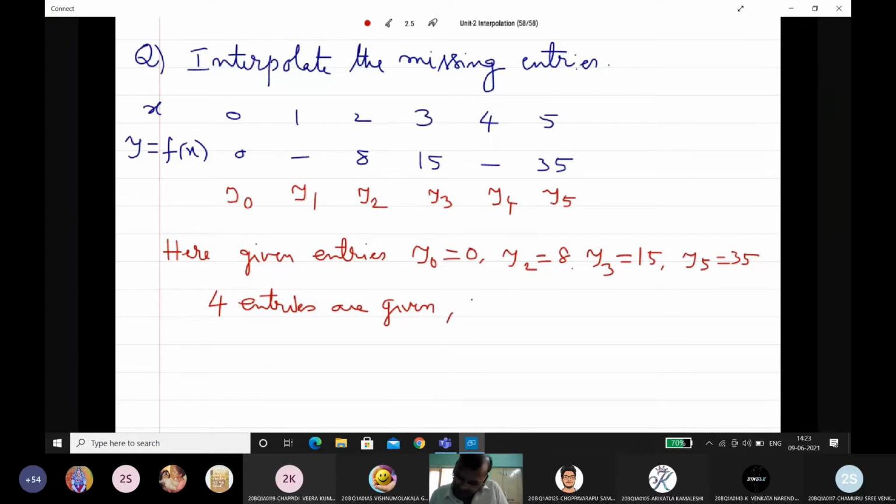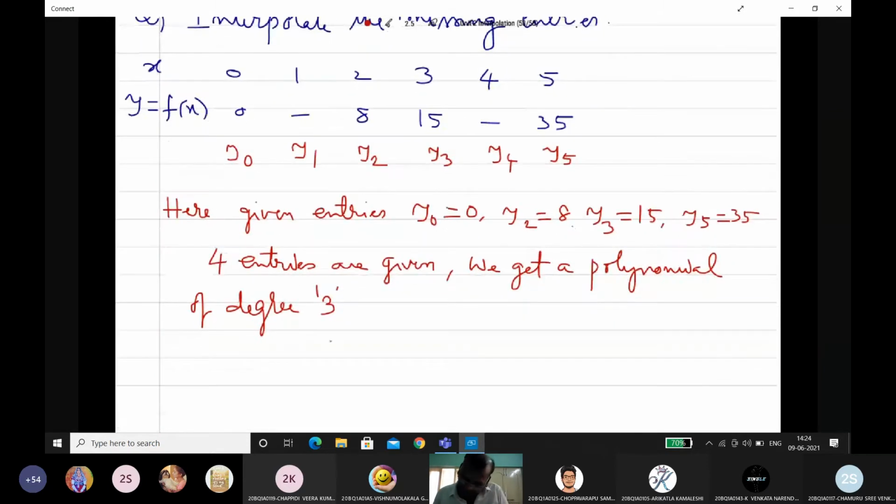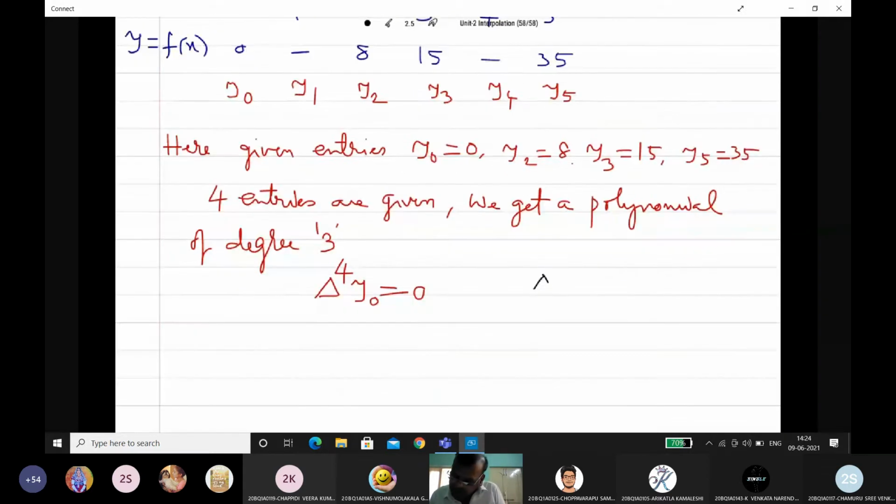Then we get a cubic polynomial, a polynomial of degree 3. Since it is degree 3, delta power 4 y0 is equal to 0. Delta power 4 y0 is equal to 0 means delta is equal to E minus 1, that power 4, and we know the expansion, (E minus 1) power 4 of y0 is equal to 0.